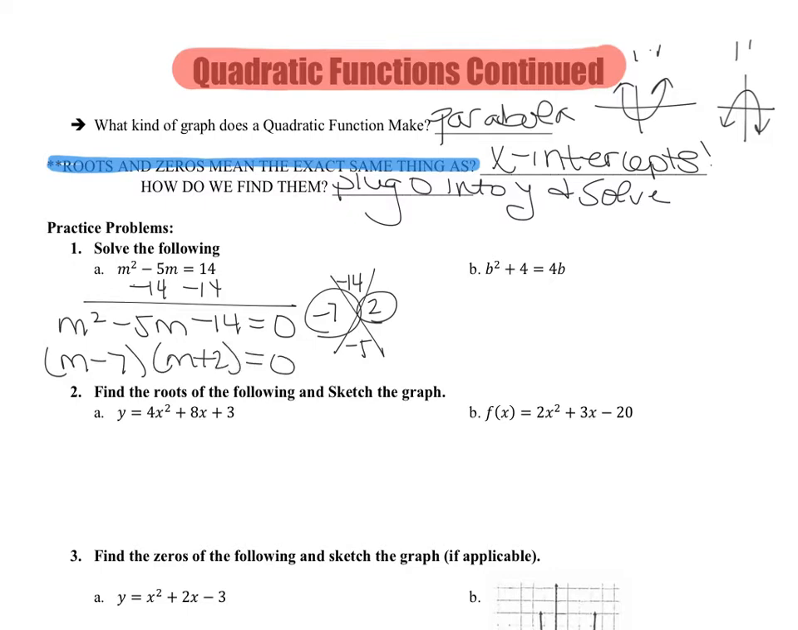There is a trigger in this problem that tells your brain you are not done. I know I'm not done because I have this equal sign. Whenever you have that equal sign, you have to split up your factors. Your factors are always separated by multiplication signs, so they're right here. I'll write this in red so we can see it. m minus 7 equals 0 and m plus 2 equals 0. So m equals 7 and m equals negative 2.